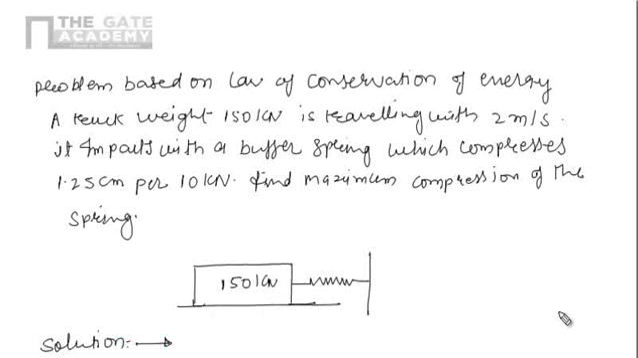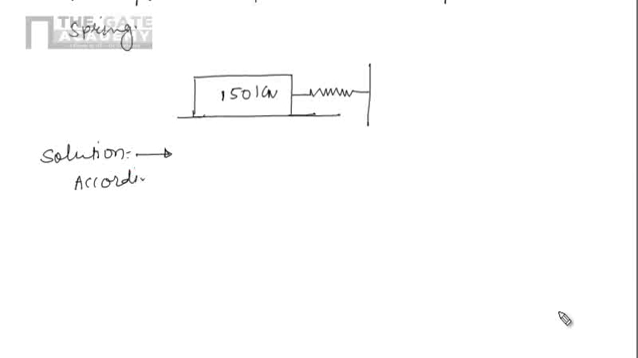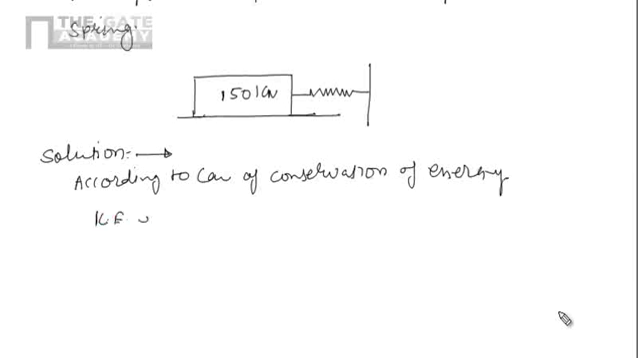Here the kinetic energy of the truck will convert into the elastic potential energy of the spring. So according to the law of conservation of energy, kinetic energy of the truck will convert into elastic potential energy of the spring.